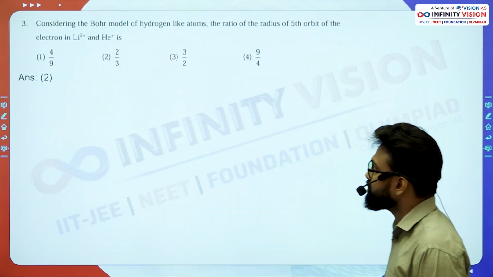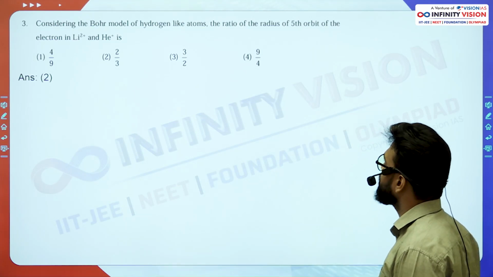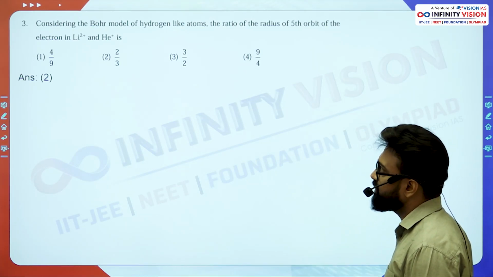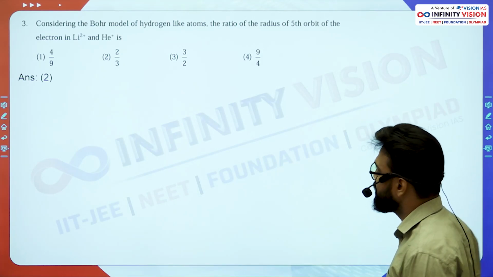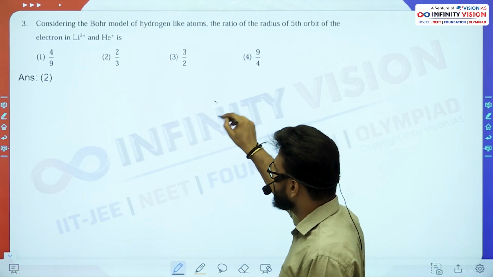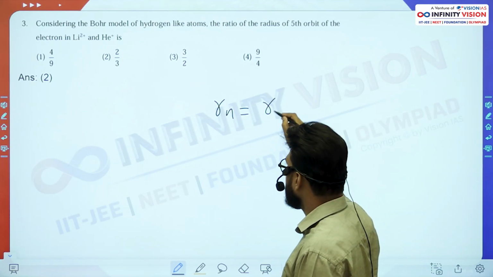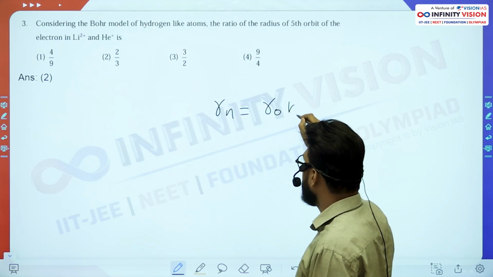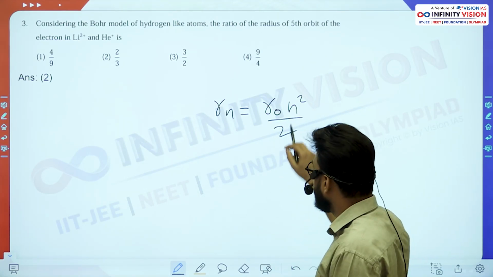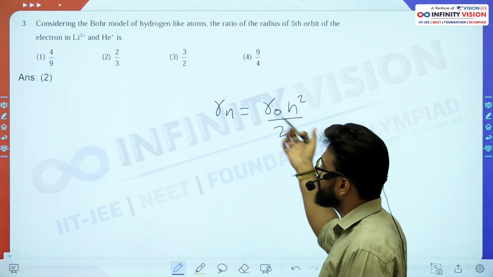Next, consider the Bohr model of a hydrogen-like atom. The ratio of the radius of the fifth orbit of the electron in Li2+ and He+ is. For the nth radius in the Bohr atom, it is given by the relationship r_n = r_0 n^2 / Z, where Z is the atomic number and n is the nth orbit. So this is the relationship.